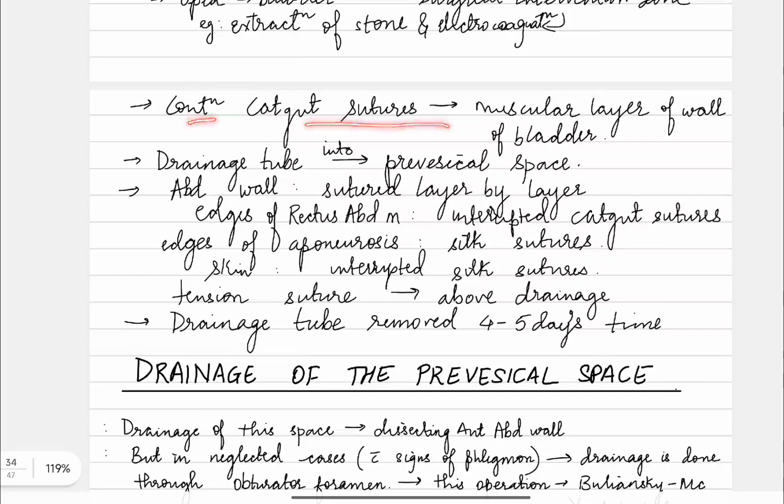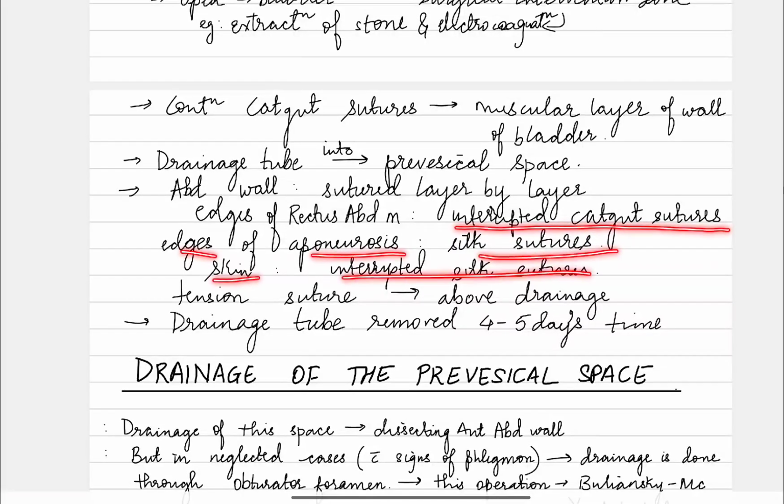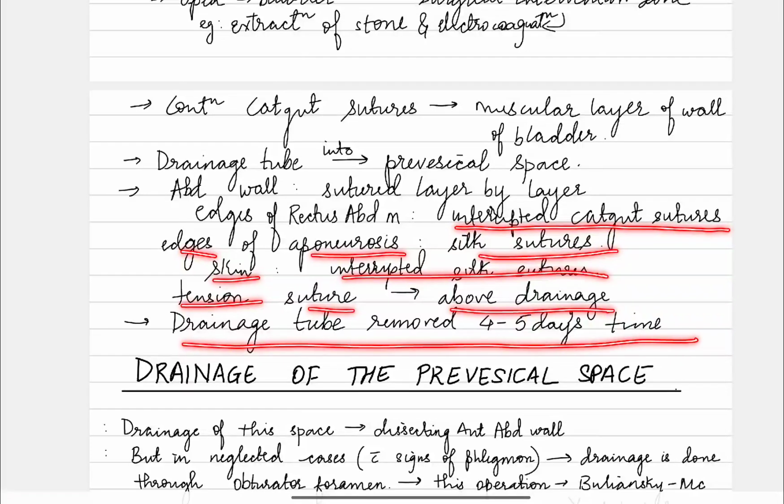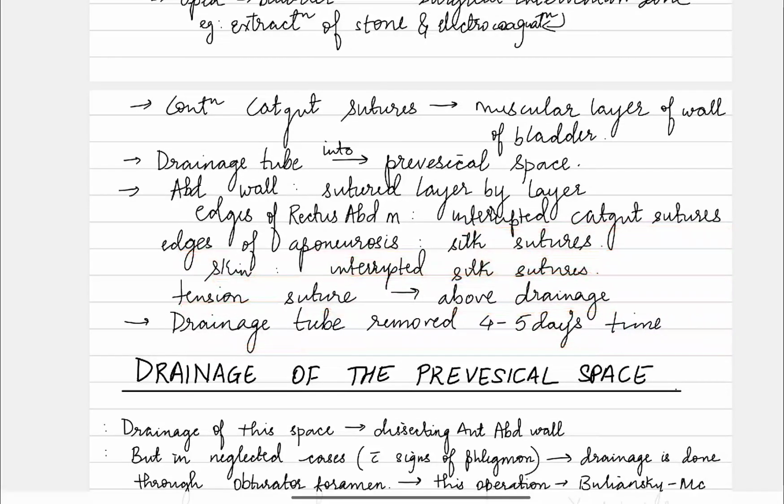Continuous catgut suture to muscular layer of wall of bladder. Drainage tube is put into prevesical space. Abdominal wall is sutured layer by layer. Edges of rectus abdominis muscle by interrupted catgut suture. Edges of aponeurosis by silk suture. Skin by interrupted silk suture. Tension suture above the drainage, and drainage tube is removed in 4 to 5 days.